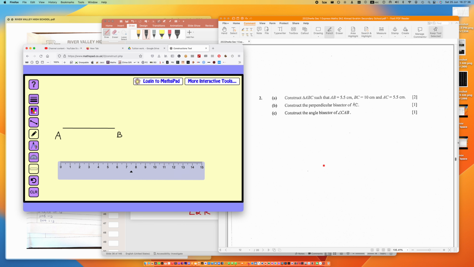So you need to use the compass, which is here. You need to get BC equal to 10, so you need to measure 10. The needle is here at 0, then over here, drag to 10. Wow, maxed out already. Okay, just bear with me now. Let me see, hold on.